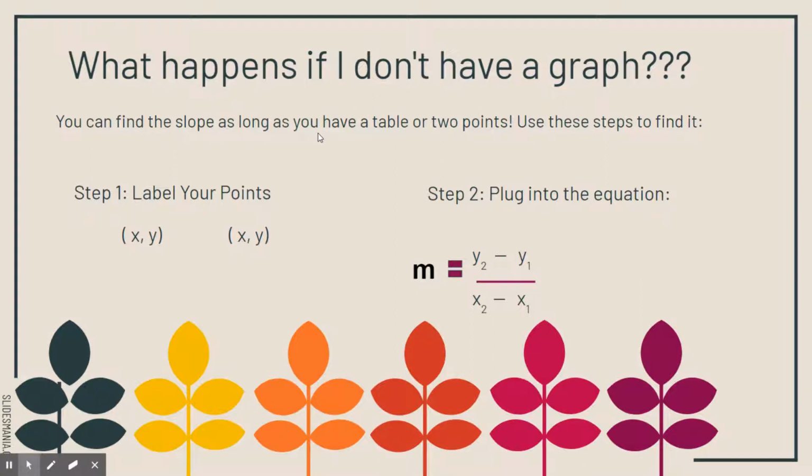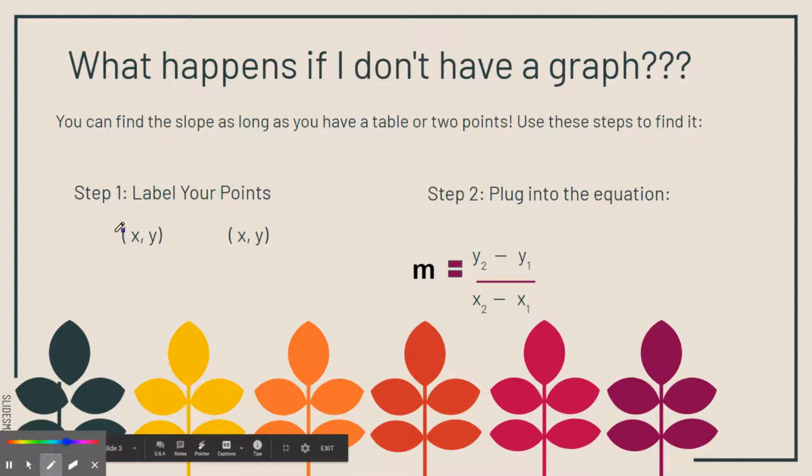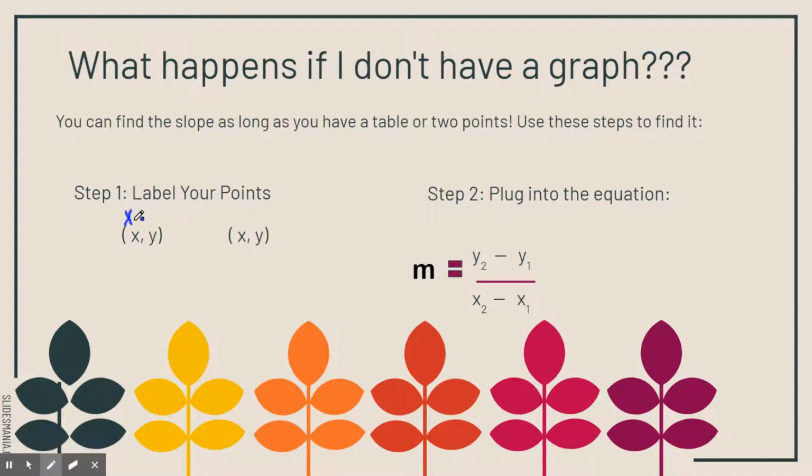Let's talk about how we do it if we only have points. There's 2 steps that you're going to do. You're going to start by labeling your points. And what I mean by label is you're going to label it x1, y1, x2, y2. Here's why you're doing that. You're doing that so that way you can easily move on to step 2, which is plug in the formula.